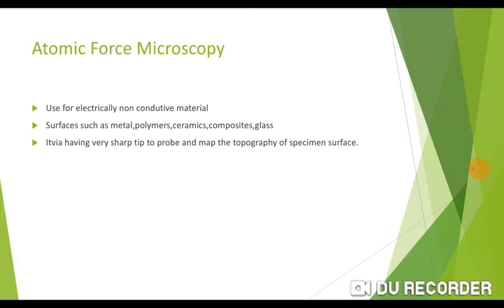Now, AFM, like STM, is also a type of scanning probe microscope. It also has a very sharp tip to probe, and it also maps the topography of the specimen surface. Generally, AFM is used to determine material properties such as electric and magnetic forces, conductivity, resistance, and the friction properties of the surface.